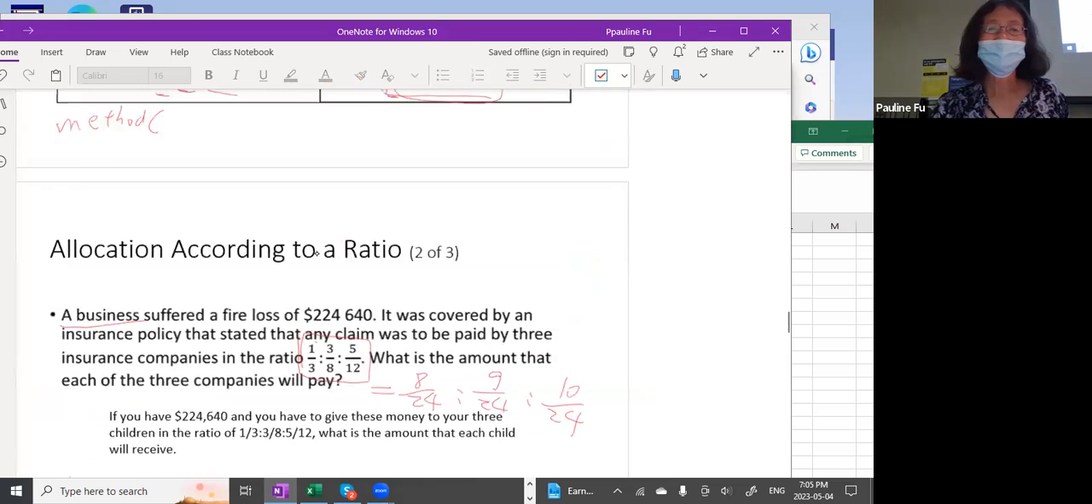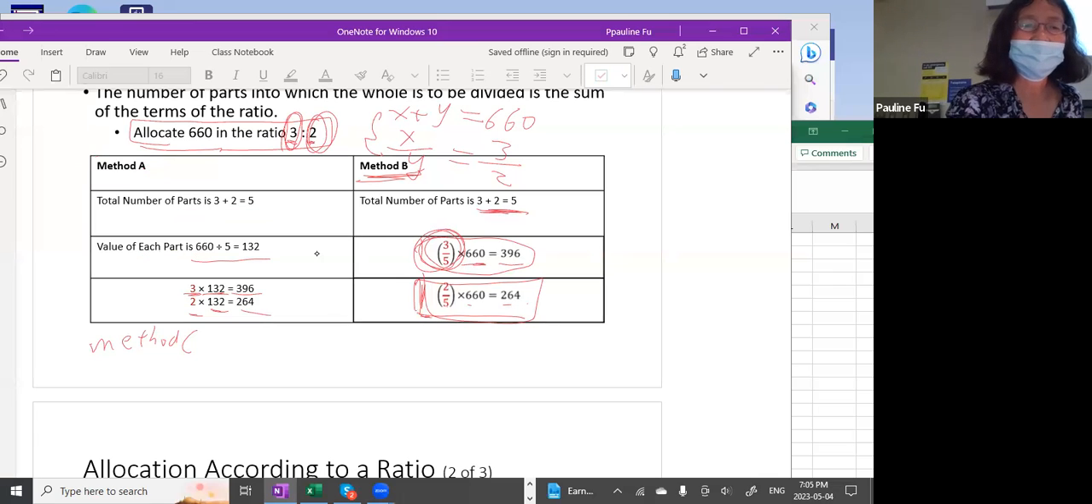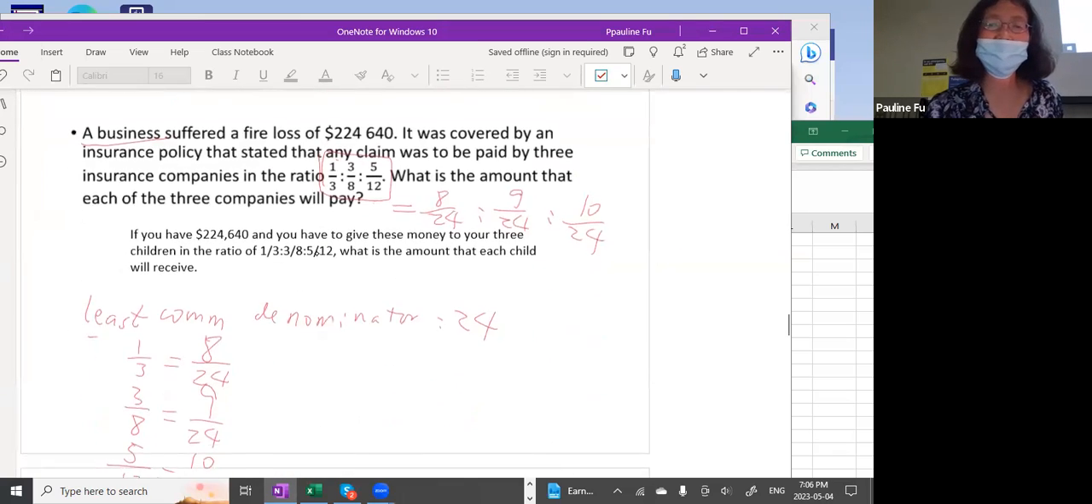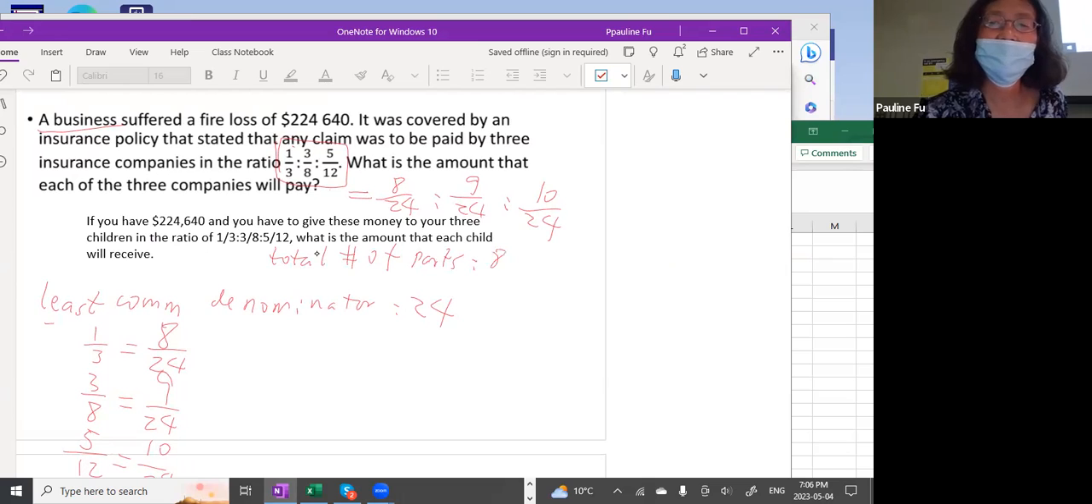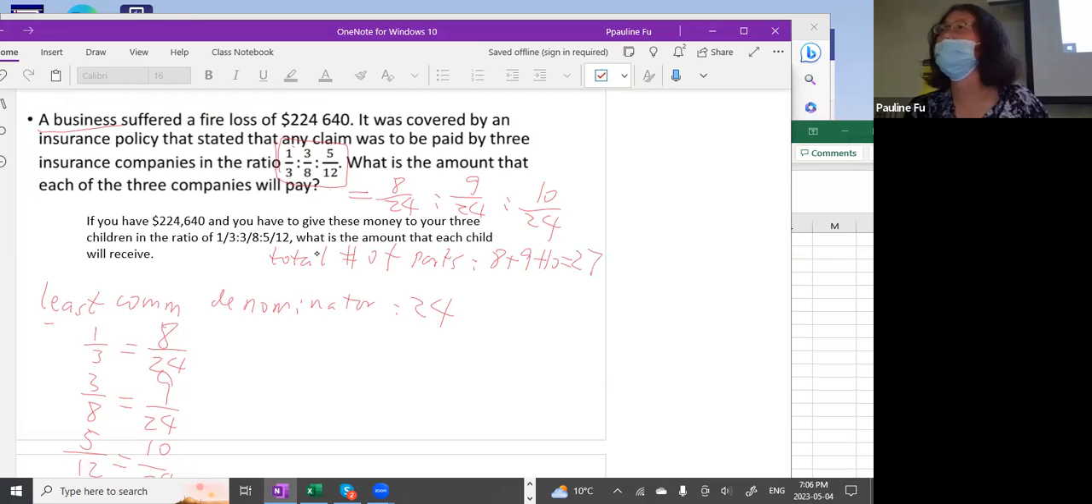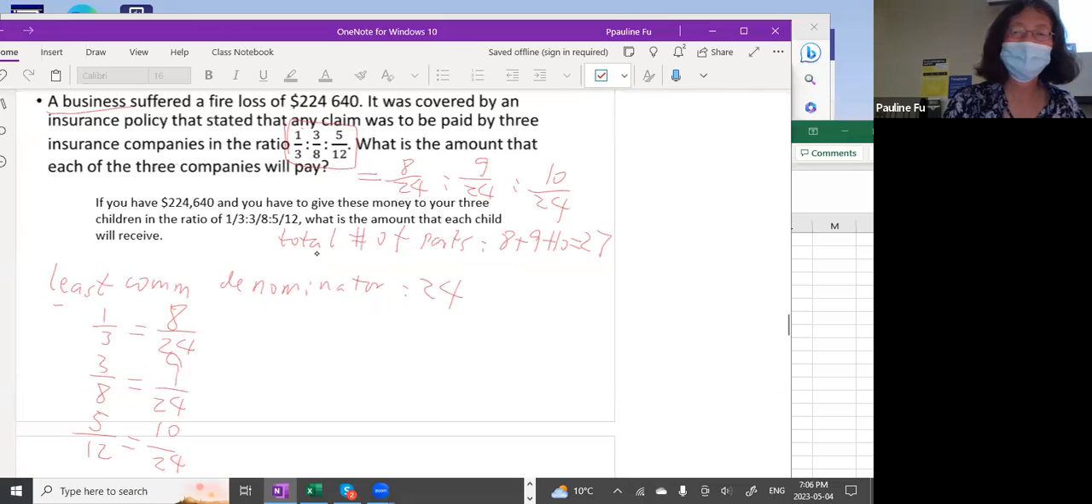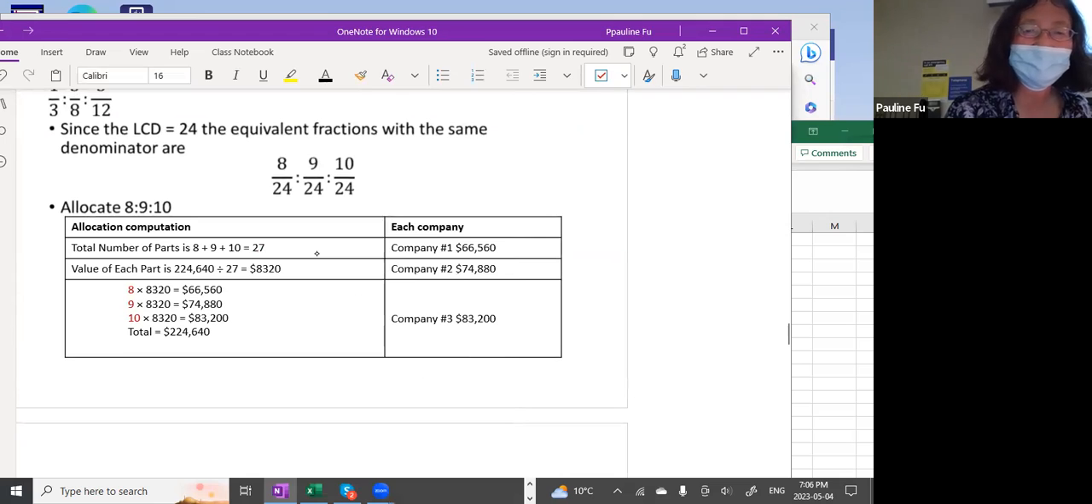Once you are here, use method A, total number of parts. What is the total number of parts? You use 8 plus 9 plus 10. What is that? 27. Right? And this comes to here. So the total parts is 27.